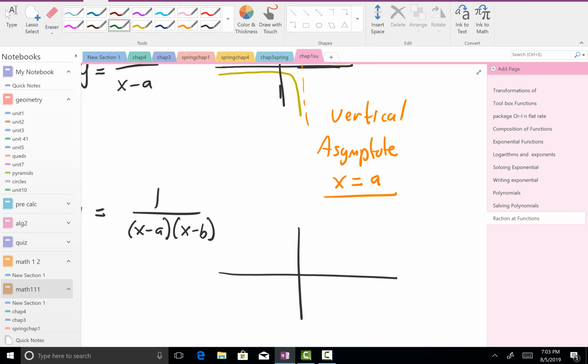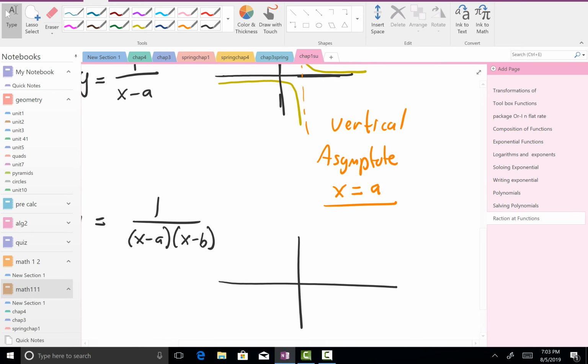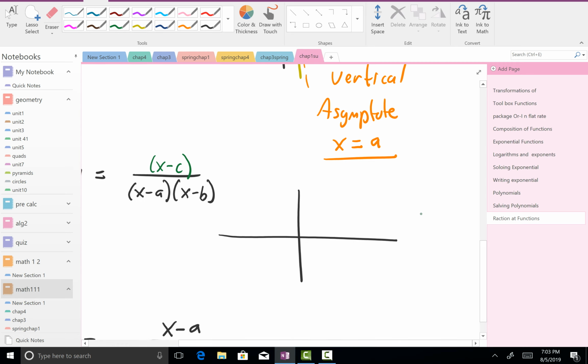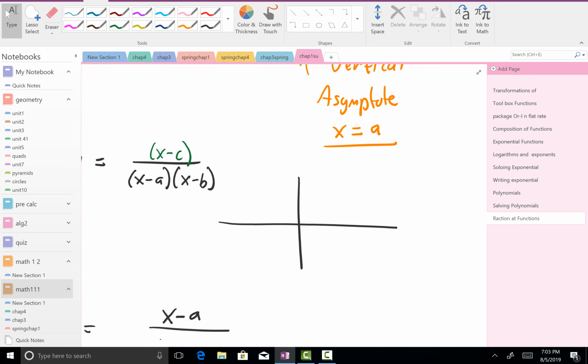All right, let's look at this graph. I think actually I put a value up there, like x minus c. There we go. Okay, so this is the one that we just did. Now this one could have how many vertical asymptotes? How many could it have?